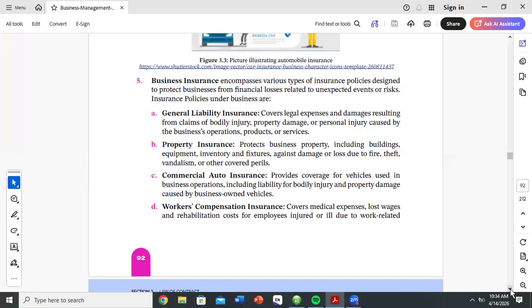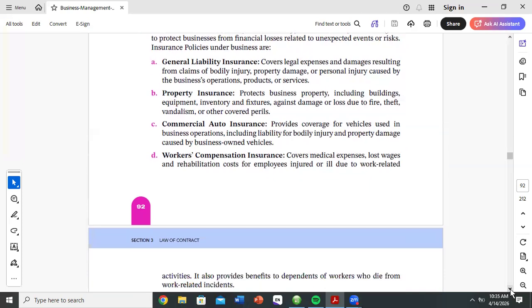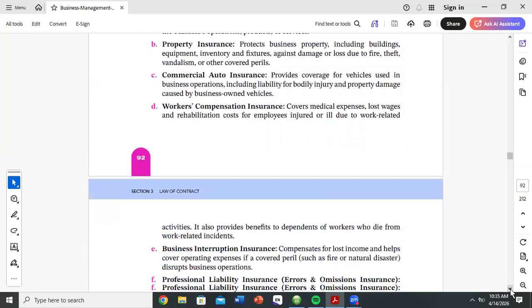So general liability insurance, and then we have the property insurance. Companies can insure their properties as well. They also have the commercial auto insurance, which is related to automobiles or vehicles. And then you have workers' compensation insurance. This form of insurance is used to cater for medical expenses, when workers are injured in the workplace and the company has to pay for hospital bills, etc. They can have some of these compensation insurance for their workers.